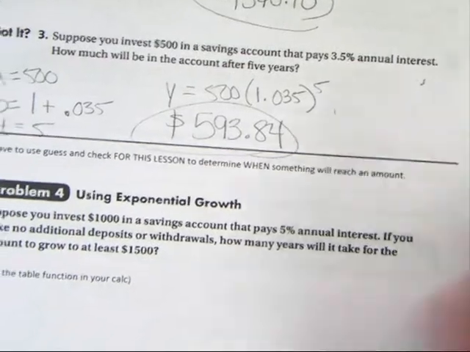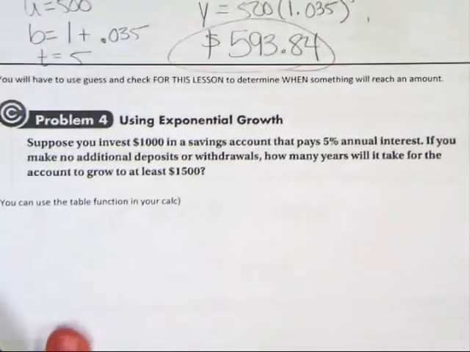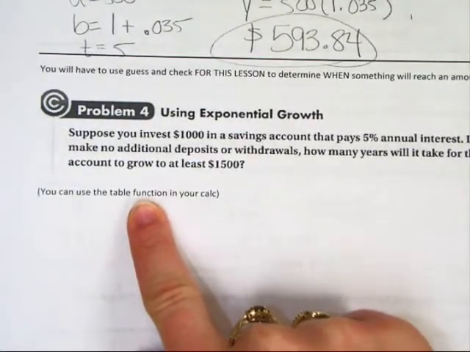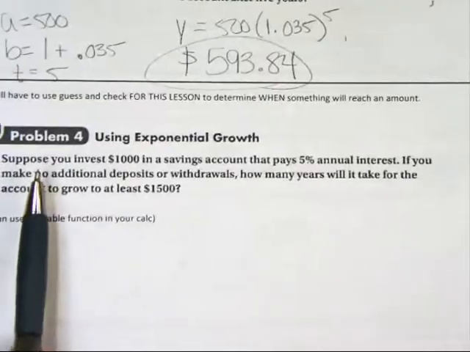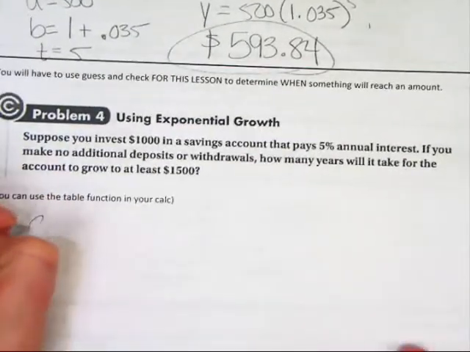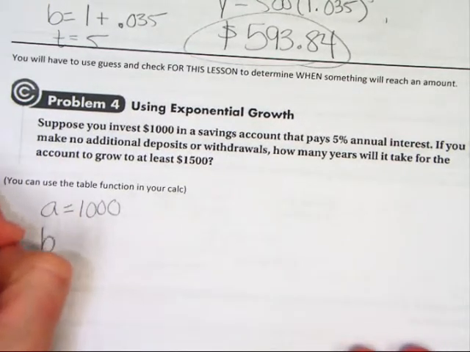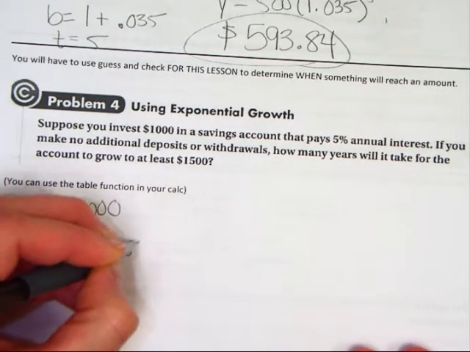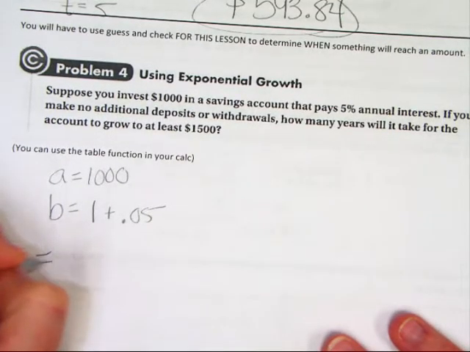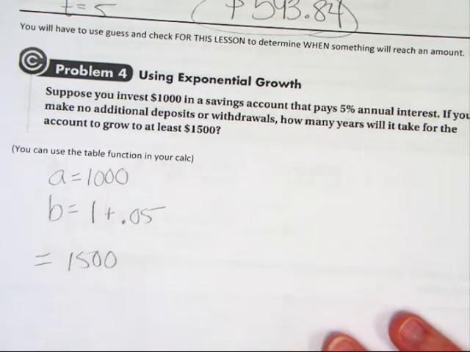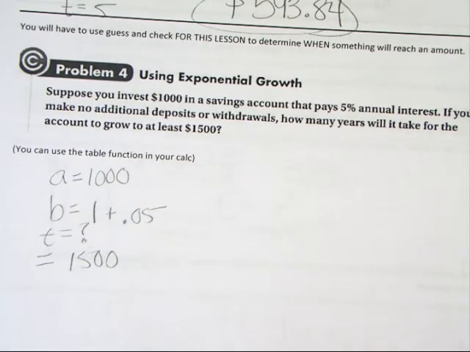Let's do problem 4 now. This one we're going to have to use guess and check. If you want to, I can teach you how to do this table function, but I'll teach you how to do this tomorrow when we're all together. Suppose you invest $1,000, that's A, and the account pays 5%, so 1 plus 0.05, and you want it to equal $1,500, so they're asking you, how long are you going to leave it in there?